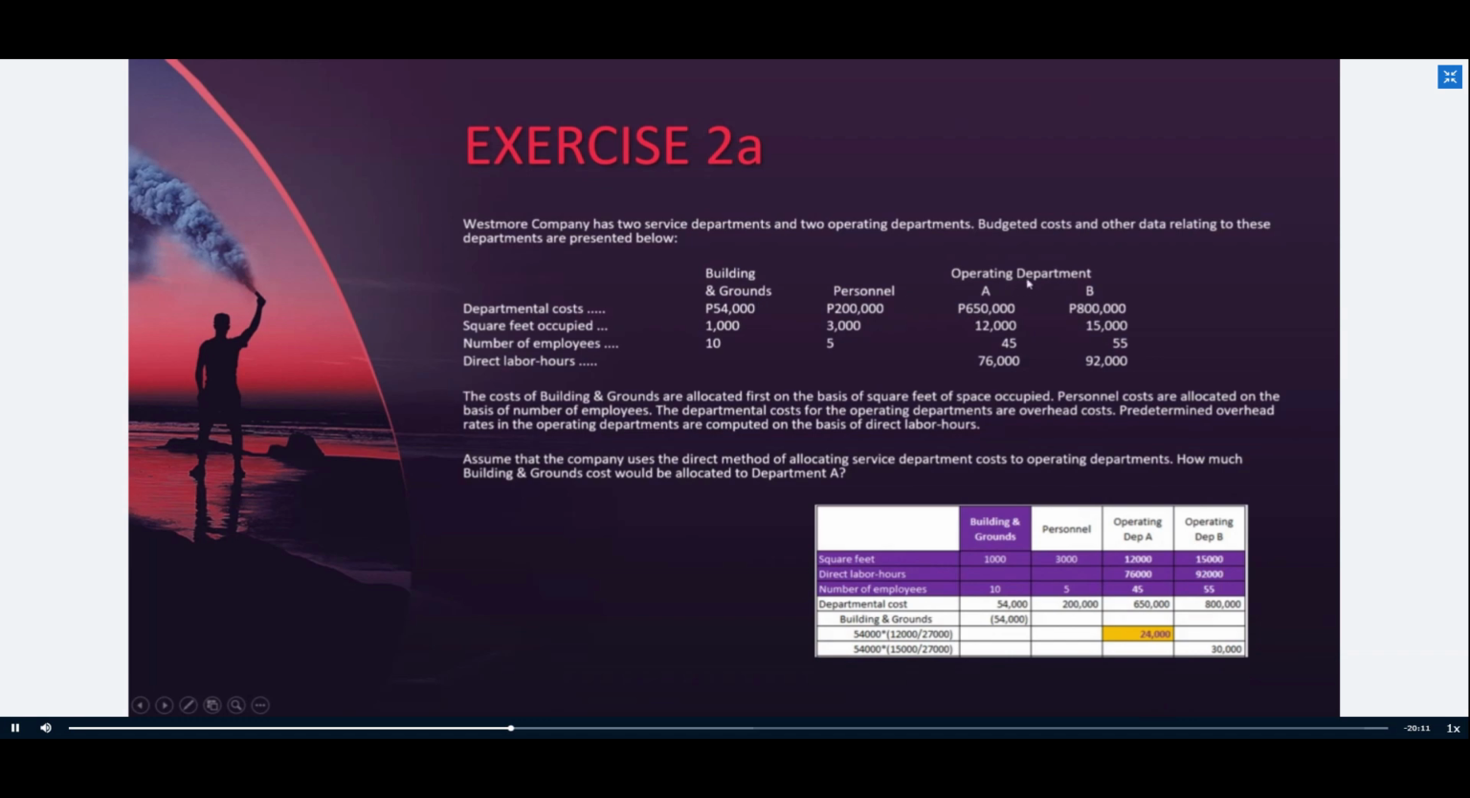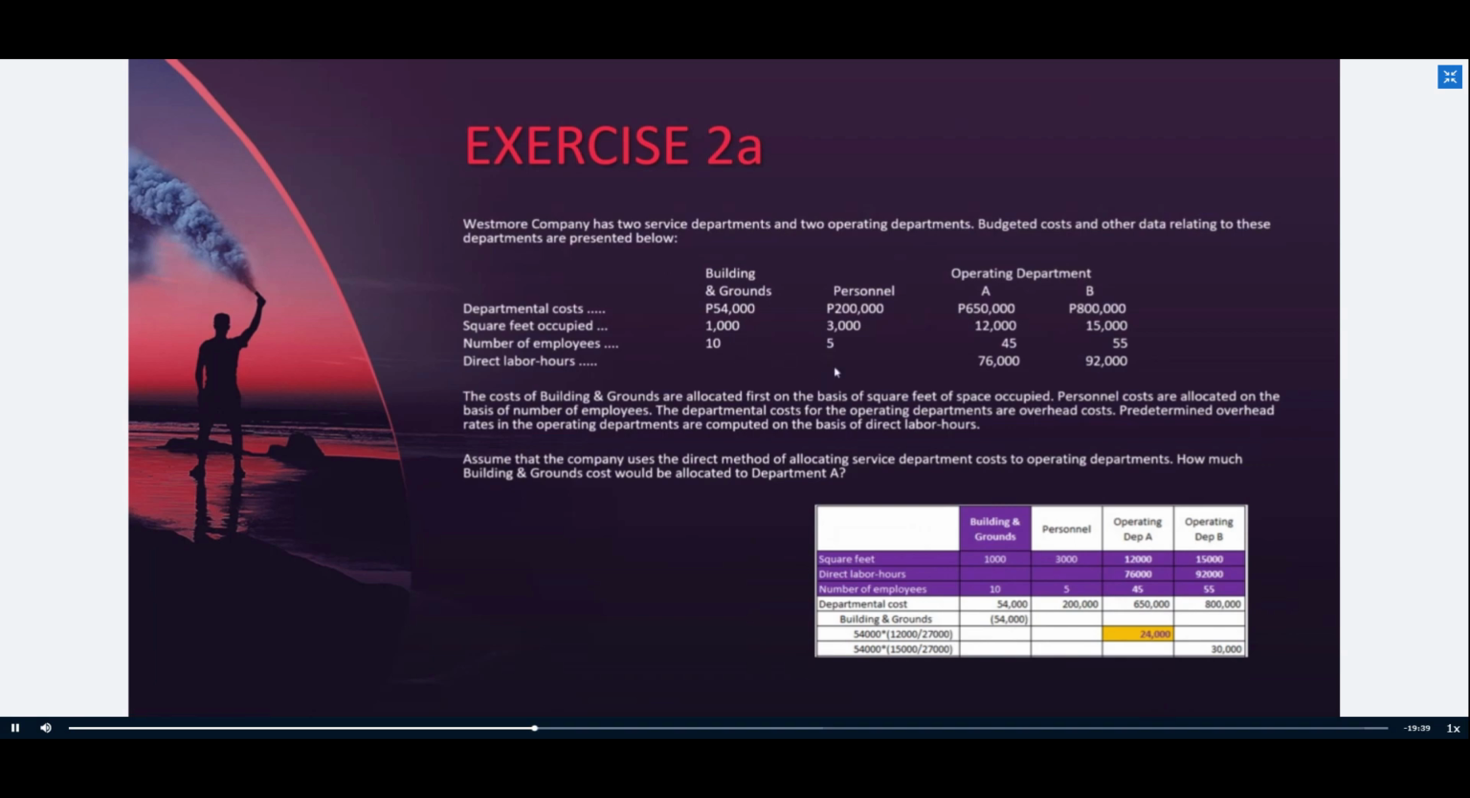Personnel, 200,000. Operating Department A, 650,000. Operating Department B, 800,000. Square feet occupied. So ito yung in a building, no? Ito yung ina-occupy nung bawat department. So 1,000 square feet for building and grounds, 3,000 for personnel. Ito yung personnel office, no? And then 12,000 and 15,000 for operating departments A and B respectively.